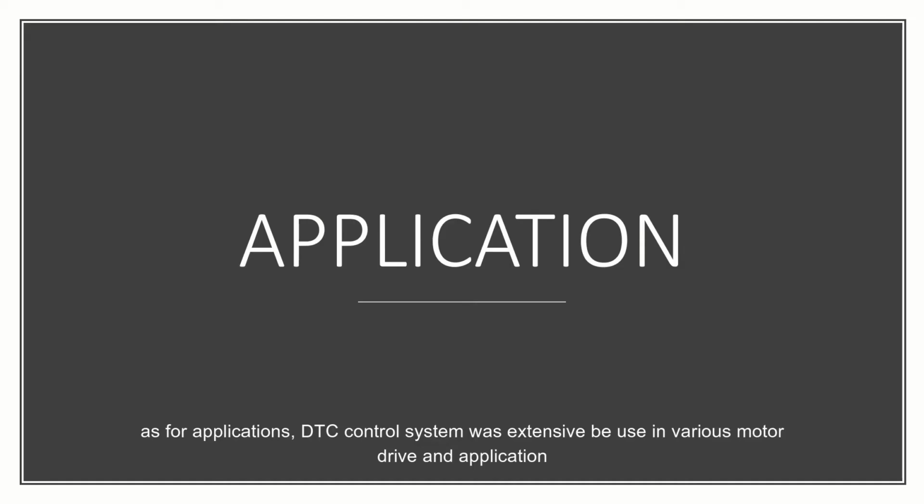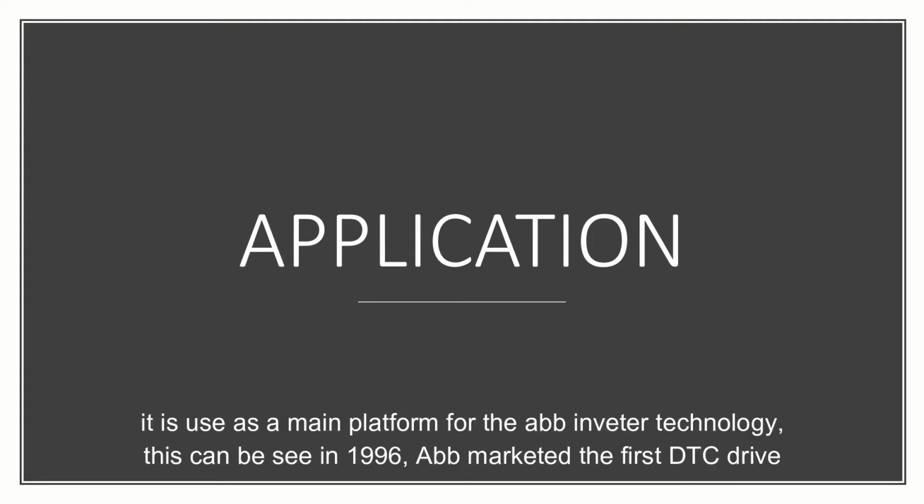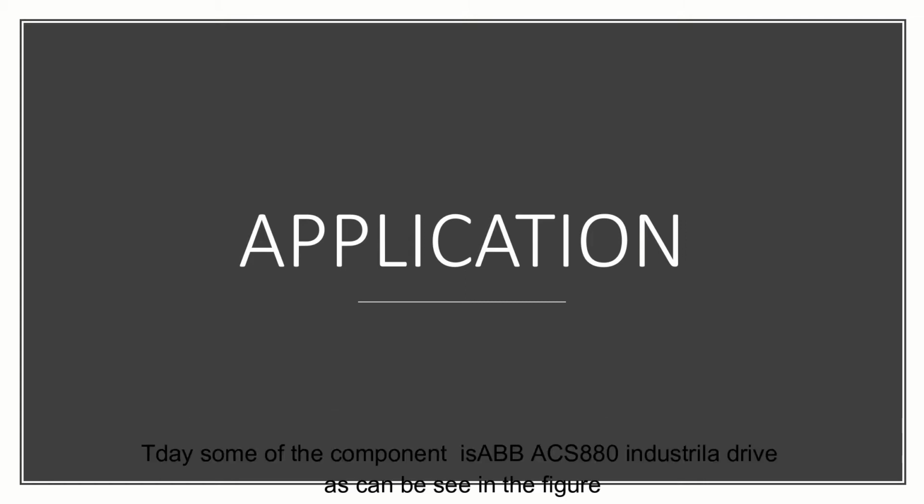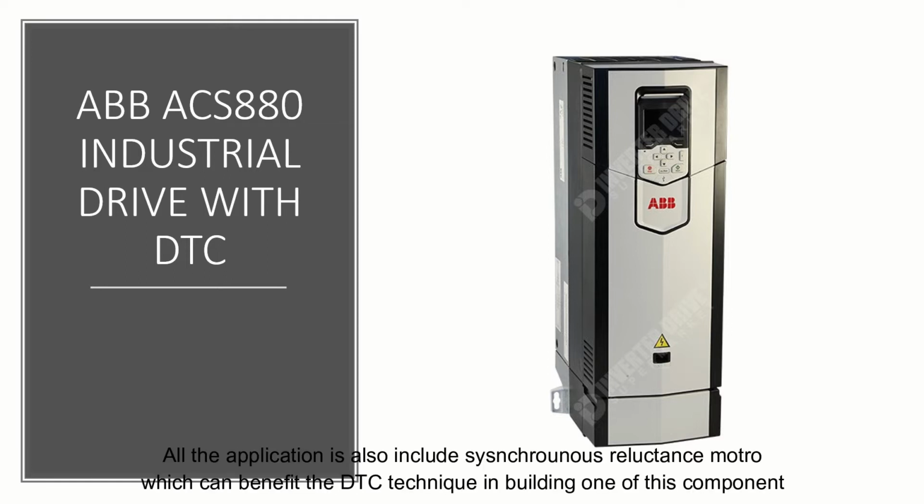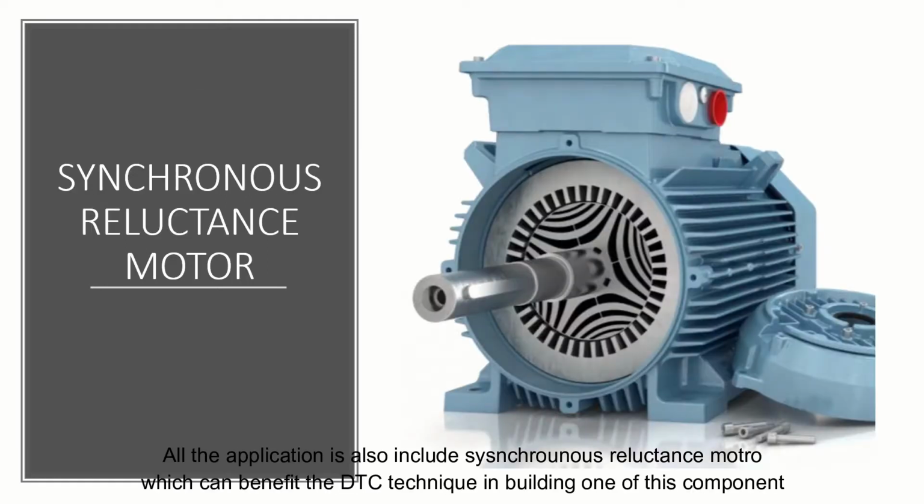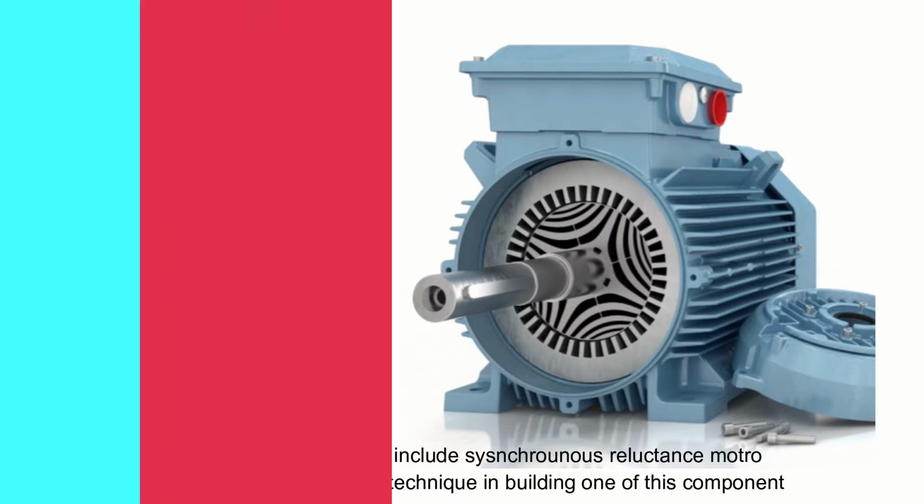As for the application, the DTC control system was extensively used in various motor drives and applications. It is used as the main platform for the ABB inverter technology. This can be seen in 1996, when ABB marketed the first DTC drive. Today, some of the products include the ABB ACS880 industrial drive, as can be seen in this figure. Other applications also include the synchronous electric motor, which can benefit from DTC techniques in building one of these components.